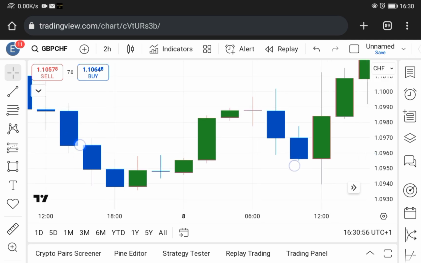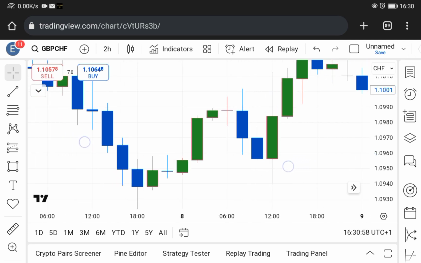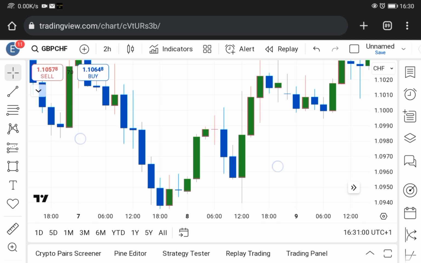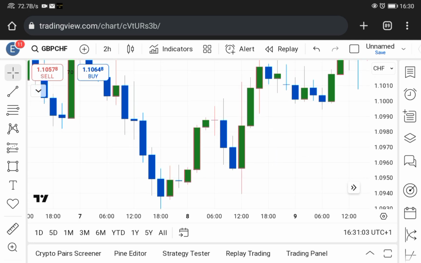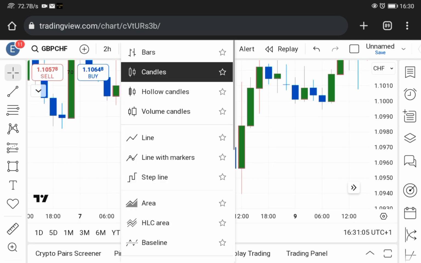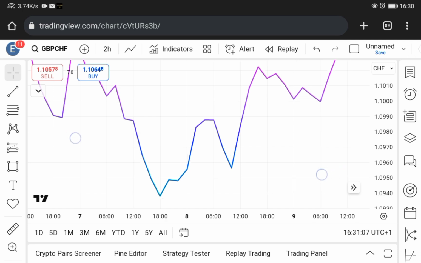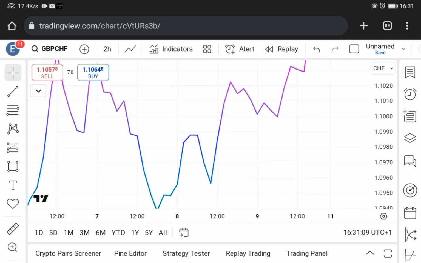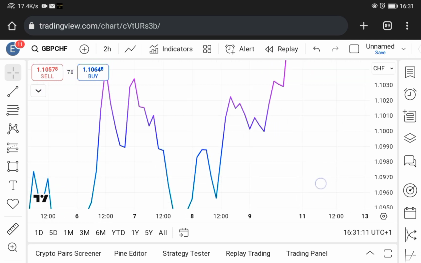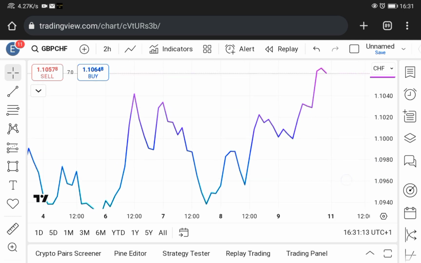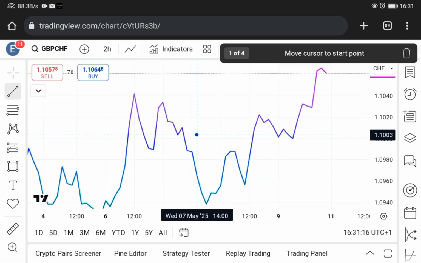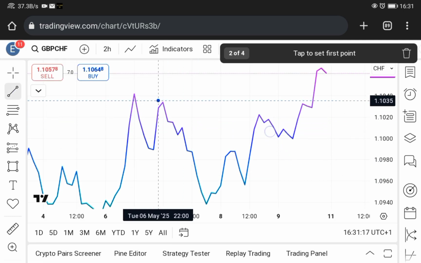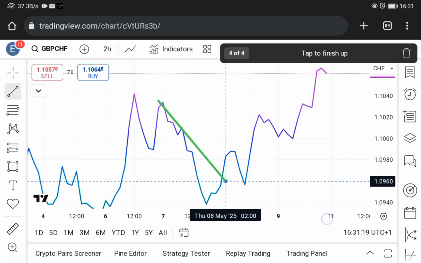So therefore, let us start to mark our trend. Let's start with the trend of the market. We can turn our chart to a line chart for us to know the trend of this market. We've seen that from here there was a retracement. I would like to turn my chart to a line chart to observe the proper movement.